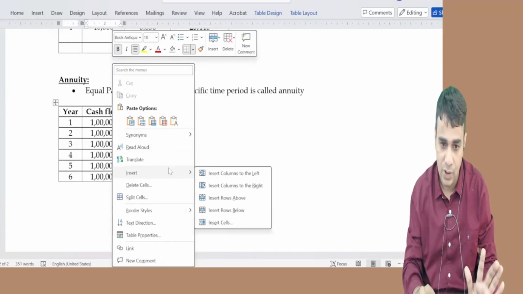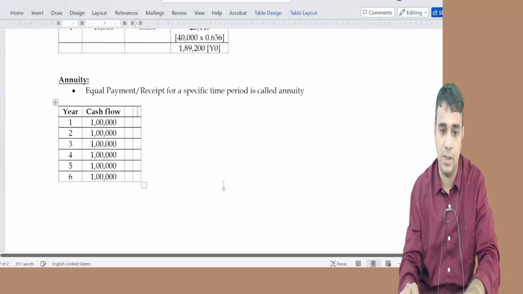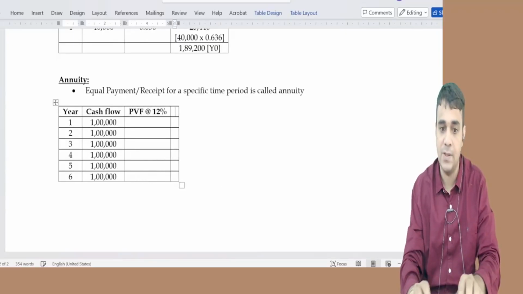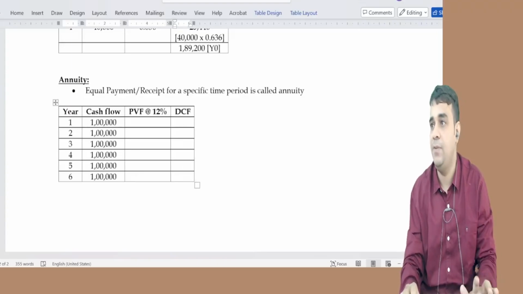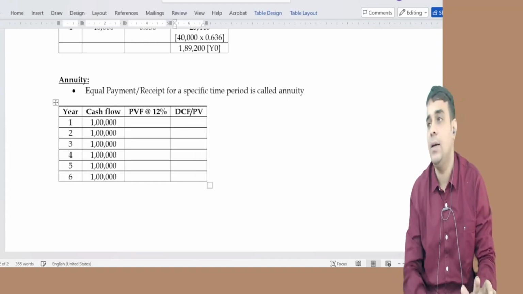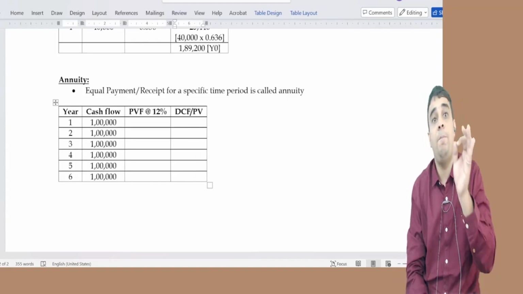So I attach two more columns here: PVF at 12% and DCF. DCF means discounted cash flow, or present value.